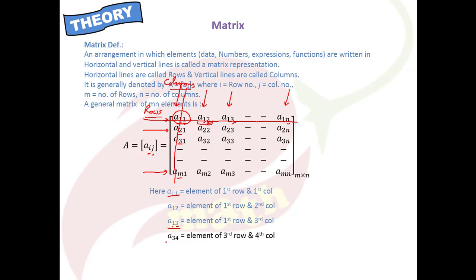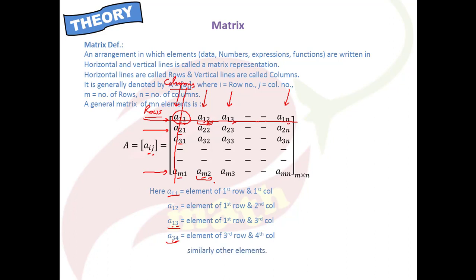Like this. What is A34? A34 is the element of third row and fourth column. Like this. Now you can easily recognize. If I ask you what about this, what is Am2? So you can easily tell that it is the element of mth row and second column. I hope it is clear.